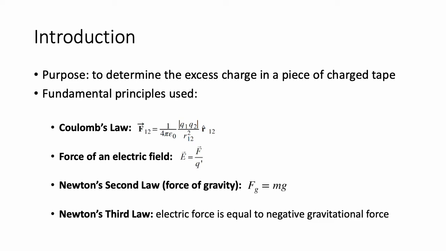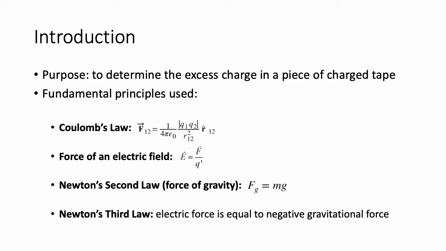What we're going to use is two pieces of tape, two notebooks, as well as a ruler to measure our distance. The fundamental principle we're going to use is Coulomb's law to find the electric force. This is equal to the constant K, which is 1 over 4 pi epsilon naught, also equal to 9 times 10 to the ninth, times the charges of both objects being observed over the magnitude of the distance between those two charges, times the unit vector.